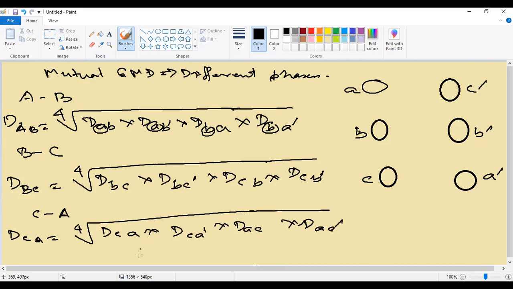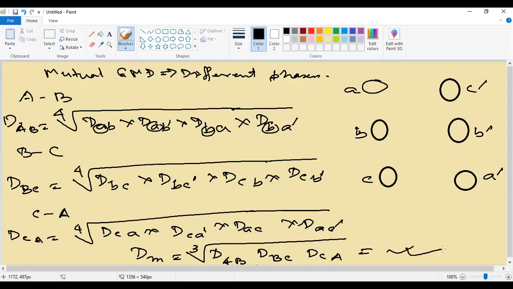So the mutual GMD, when we have to calculate this, how many mutual distances have we calculated? 3, sir. So this will be the cube root of 3 terms, that is DAB, then DBC, and DCA. Then you will get whatever value, that will be the combination of that. Okay. Now is it clear?